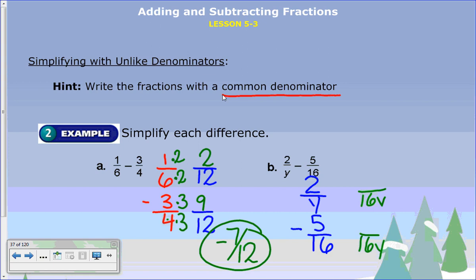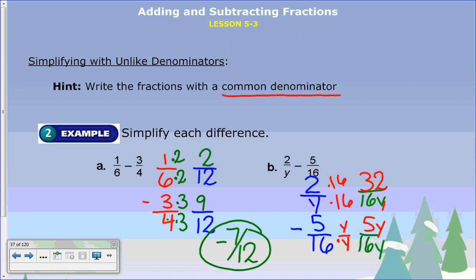Here, let's see. If I have 16 and I need to get 16y, I need to multiply by y. And I get 5 times y is 5y. Now here I have y, and then I need to get 16y. So I have to multiply each one by 16. And I get 32. Now here, 32 minus 16y minus 5y over 16.